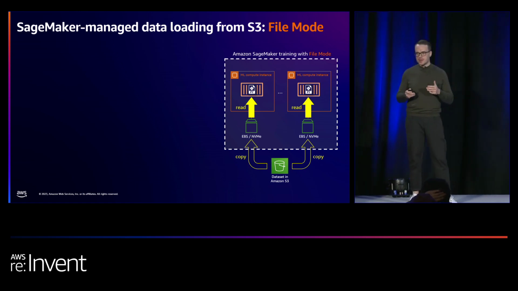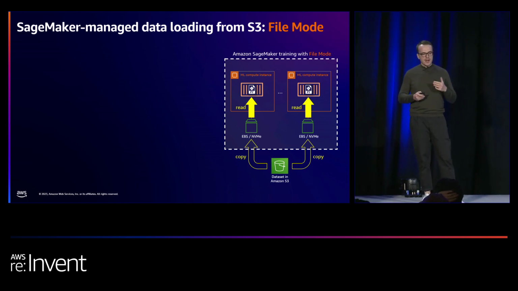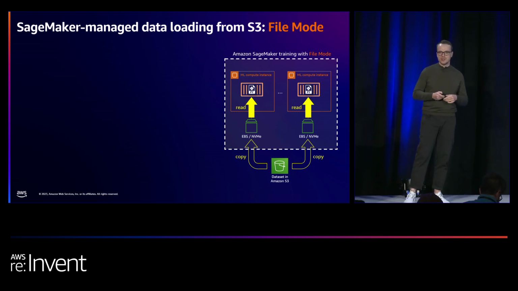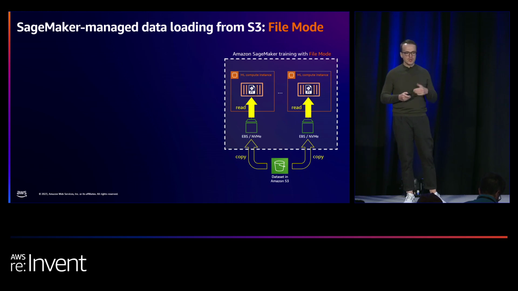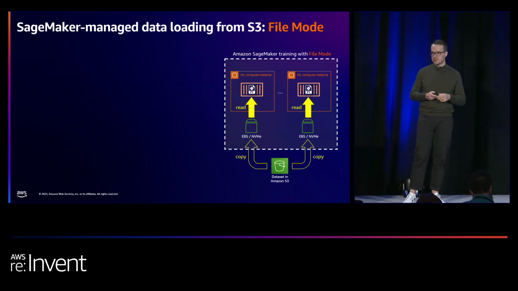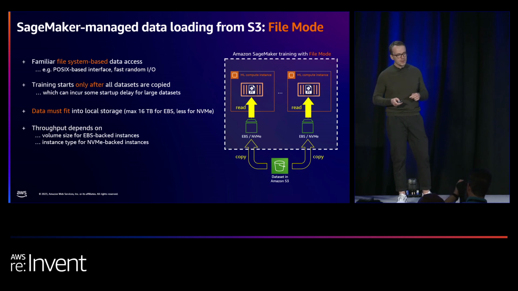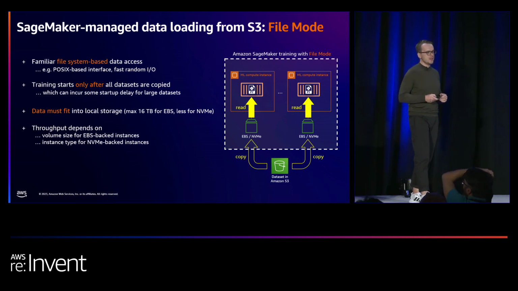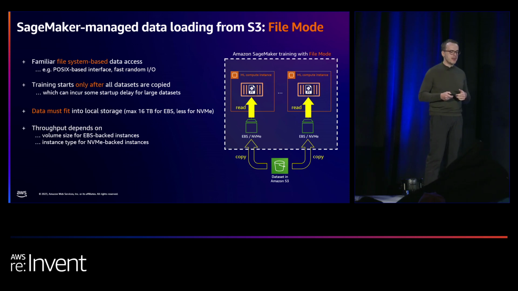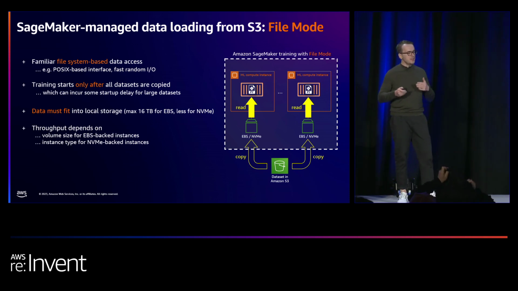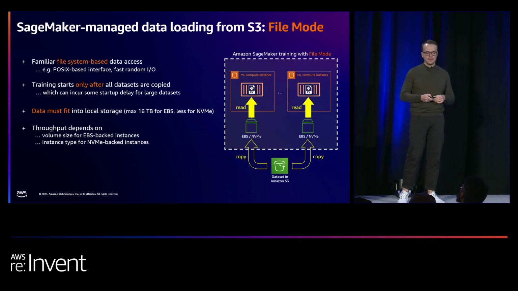First of all, we have file mode. In this mode, you give SageMaker, for example, an S3 prefix or a list of different S3 objects in a so-called manifest file, and all this data will be automatically downloaded upfront to the local instance storage, and then your training script will be able to read this data locally. Of course, in this case, it provides you very familiar file system-based data access with a POSIX interface and really fast random I/O.